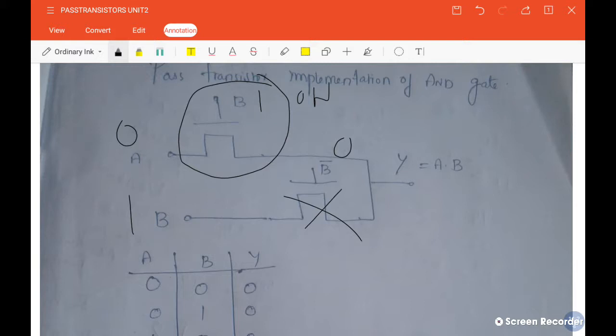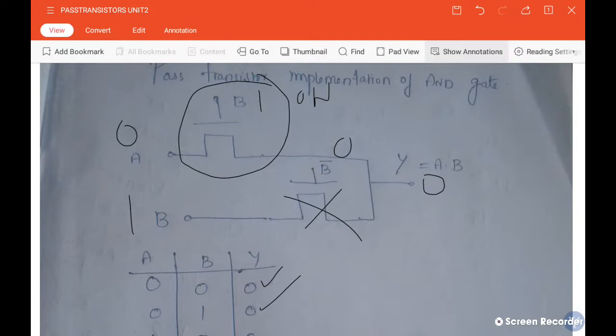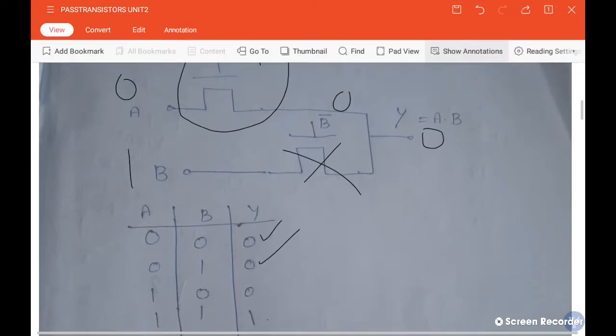So for the second input, the first NMOS is on, and so the input of the first NMOS is 0. So that is propagated at the output as 0. So for the second case also you are getting the 0 output. So the first truth table value is verified, the second truth table value is verified, and then next, we have to look into the third case, 1 0.